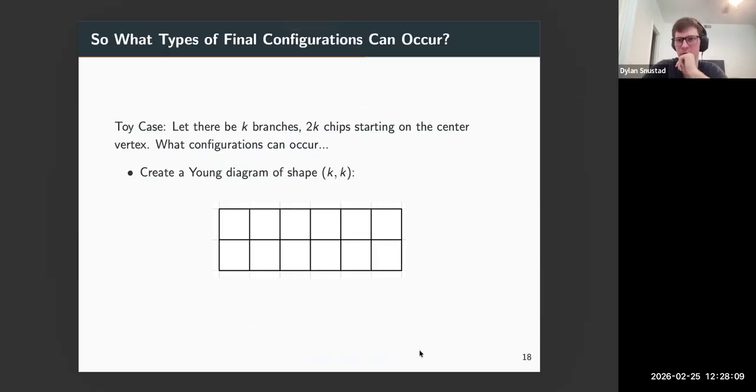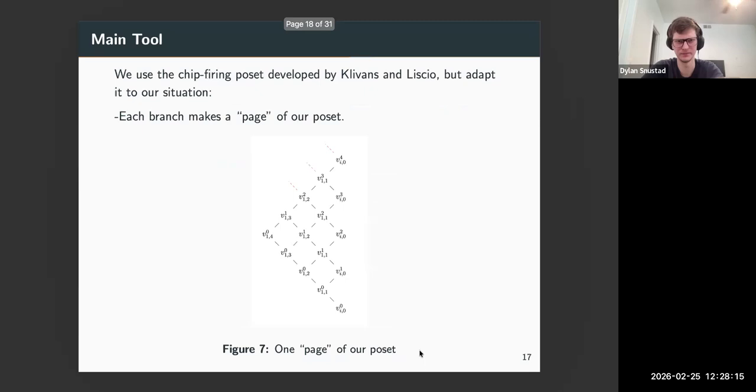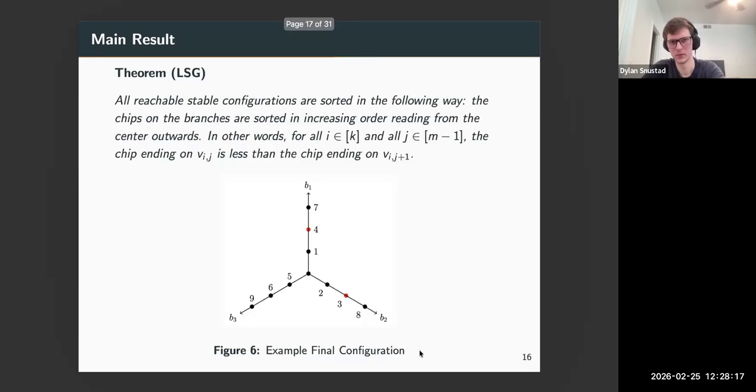Then from here, the next question to ask is what are the types of final configurations that can occur? We only know one thing by this theorem, which is that really you just have to be increasing along each branch. This still leaves open a lot of final configurations that could occur.